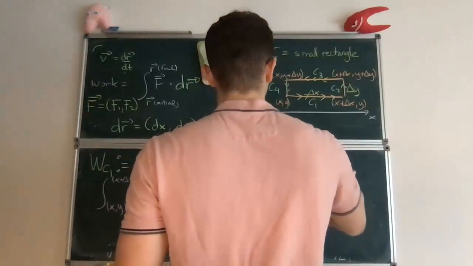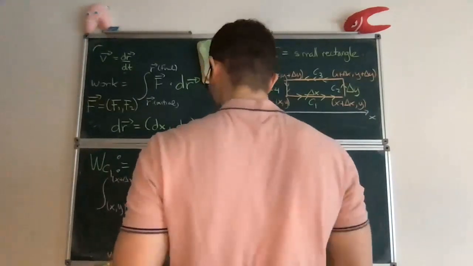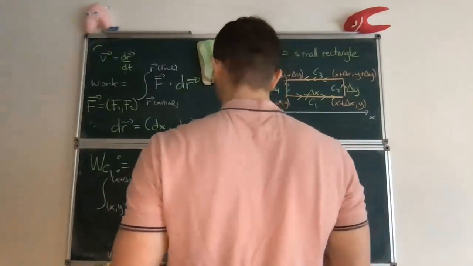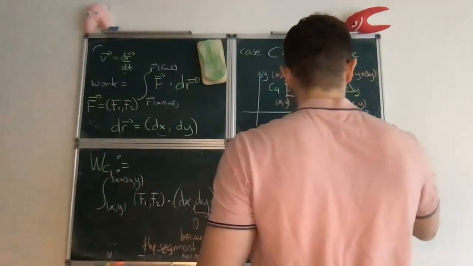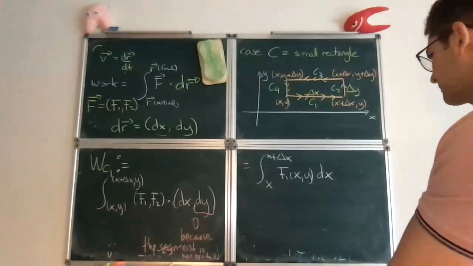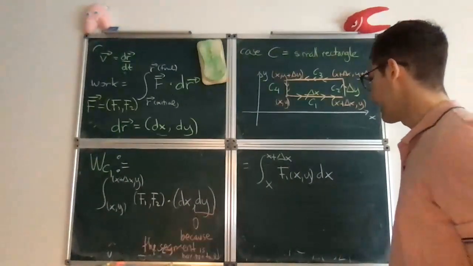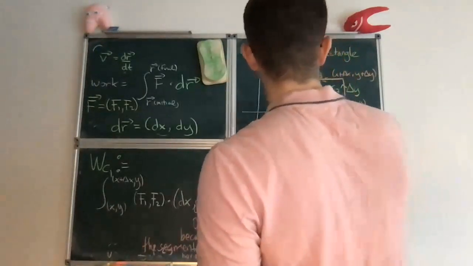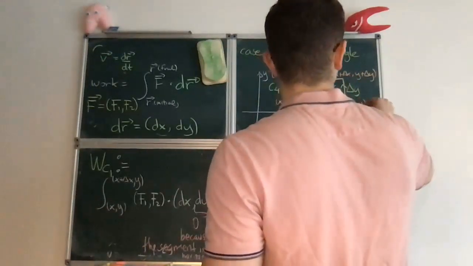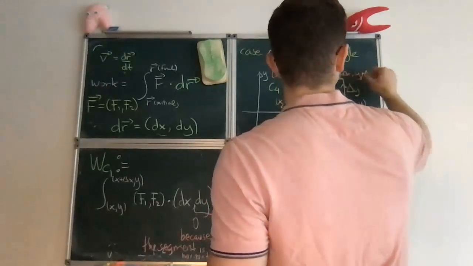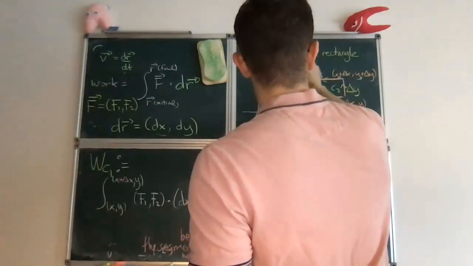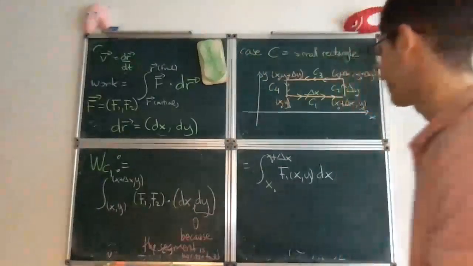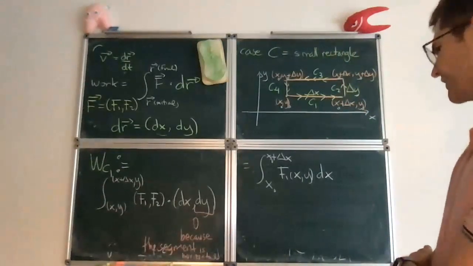So it's like an integral from x to x plus delta x of f1 of (x, y) dx. Let's call this initial point x naught, y naught, so that is less confusing. So this is like an integral from x naught to x naught plus delta x. Okay? So this looks a little bit better.